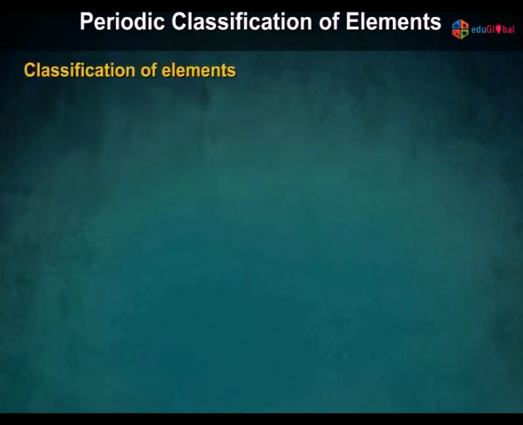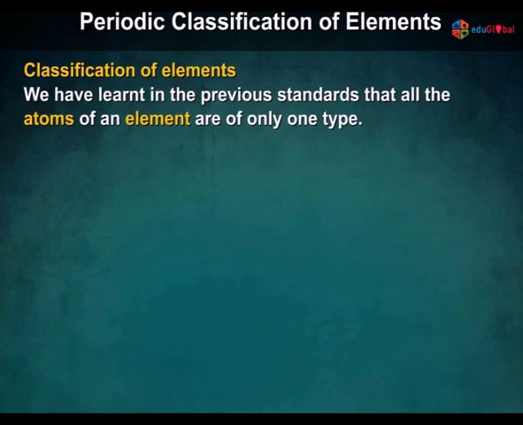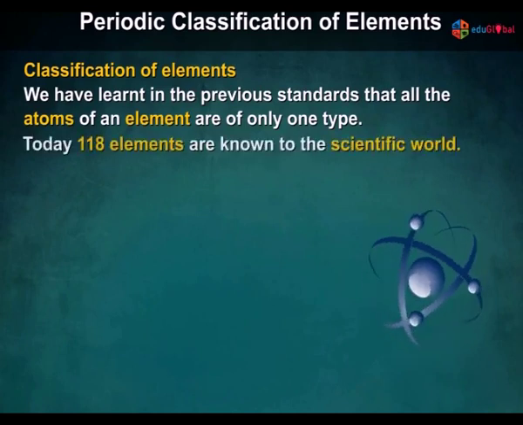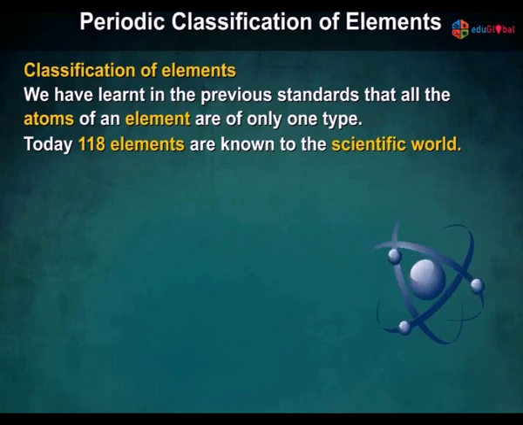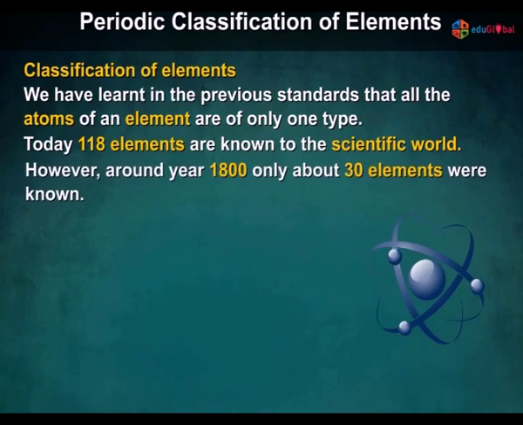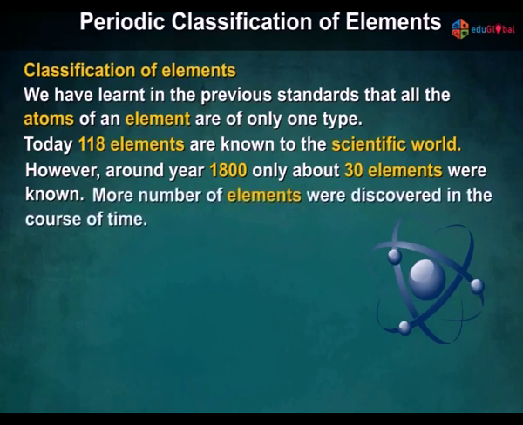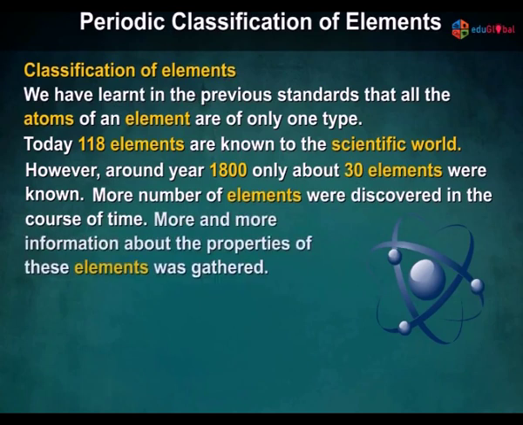Classification of elements. We have learnt in the previous standards that all the atoms of an element are of only one type. Today, 118 elements are known to the scientific world. However, around year 1800 only about 30 elements were known. More number of elements were discovered in the course of time. More and more information about the properties of these elements was gathered.